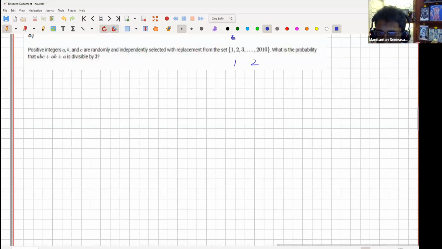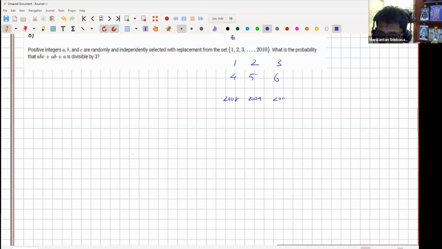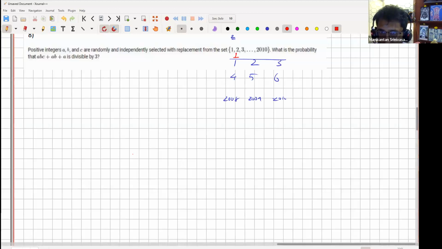Therefore, if I line up the numbers 1, 2, 3, then 4, 5, 6, then 7, 8, 9, all the way till 2008, 2009, and 2010, she's saying the first column is all the numbers which leave a remainder of 1. The second column will leave a remainder of 2. The third column will be the numbers which leave a remainder of 0. As far as remainders are concerned, the magnitude of the number does not even matter, because it's going to repeat in cycles. So whether it's 2010 or 20,100 should not matter. We should not be scared by the largeness of the number.